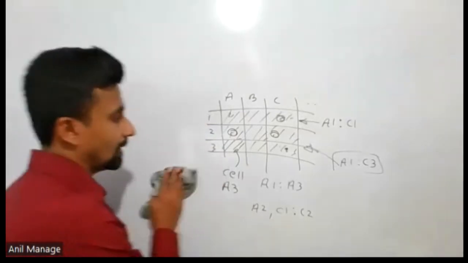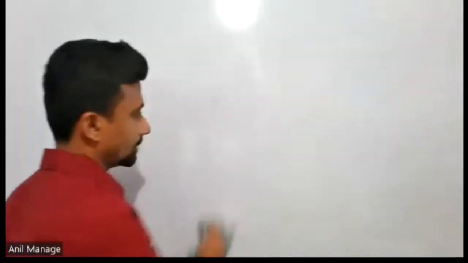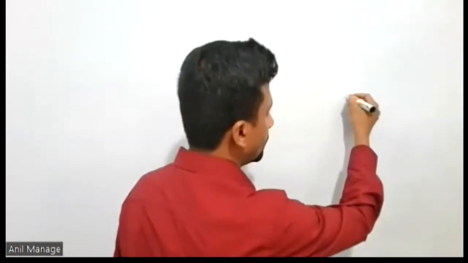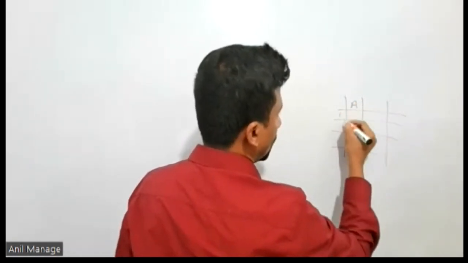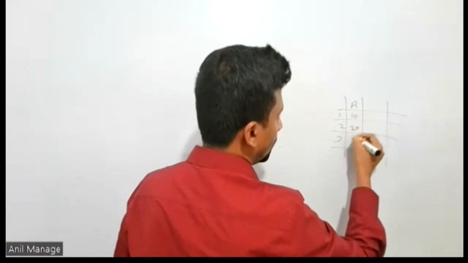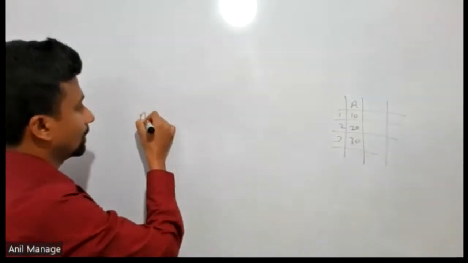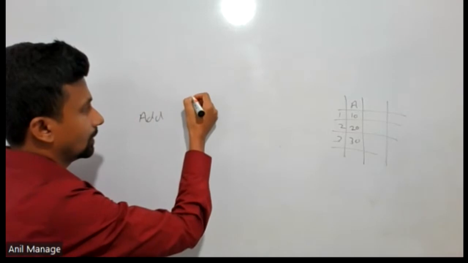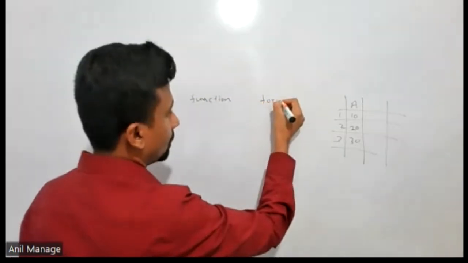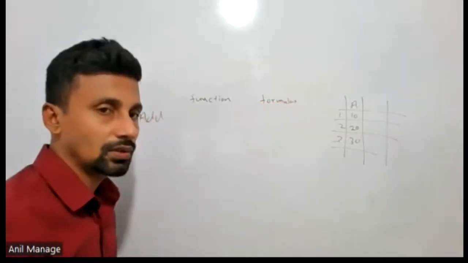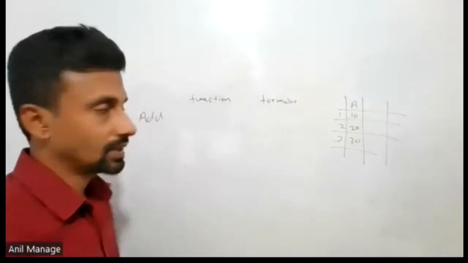Then in Excel, we have formulas and functions. I will draw here. If I take column A with some values, say 2, 3, to add them, we have functions and formulas. Whatever function or formula, you have to start with the equal mark.